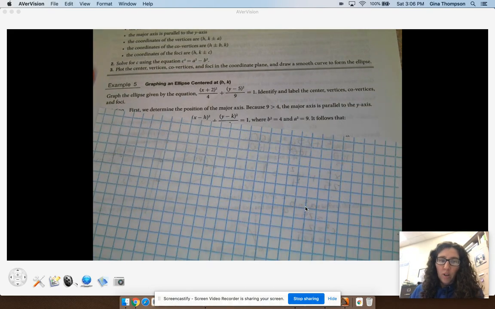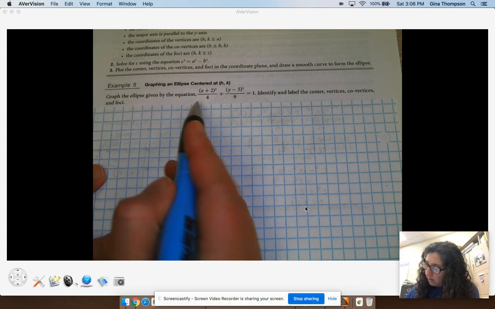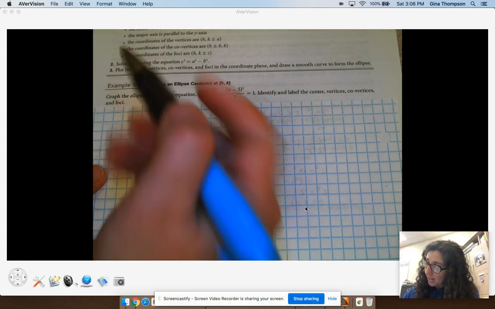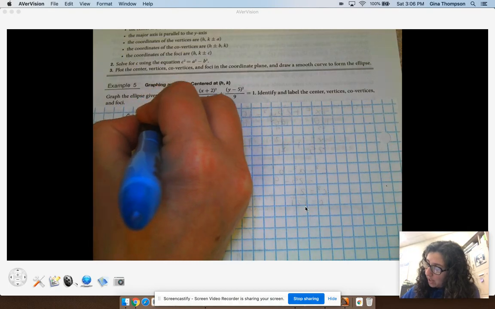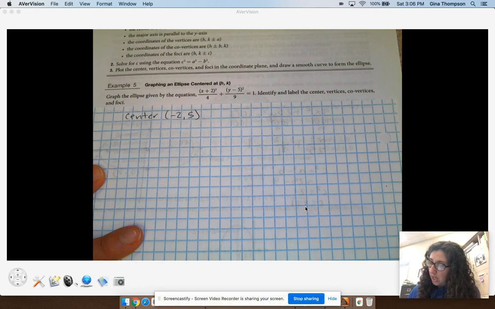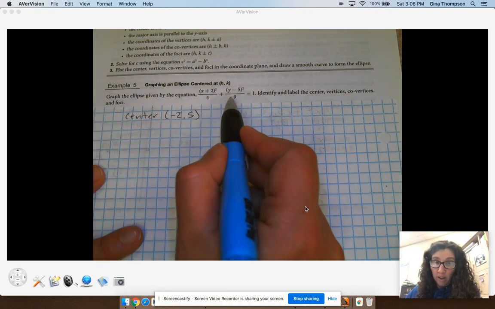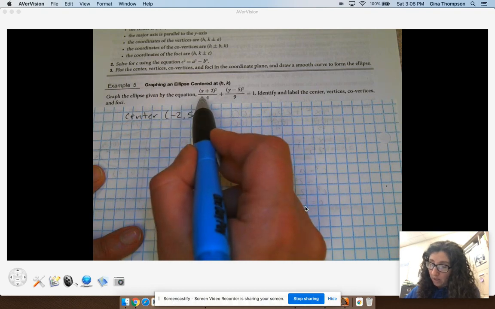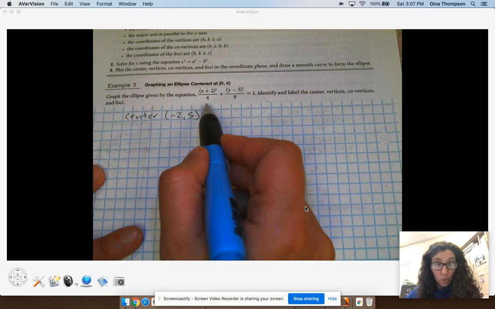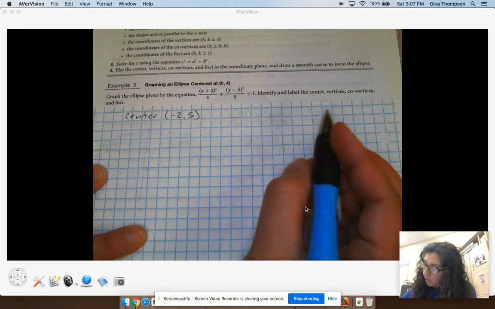Example 5. Graph this equation. All right, this is a nice form. We can look pretty easily and see the center is at negative 2, 5. And we can see that the major axis is going to be y. Minor axis will be x. We can see our a is going to be 3 and our b is going to be 2, right? Because those are both nice perfect squares. All right, so let's just do it.